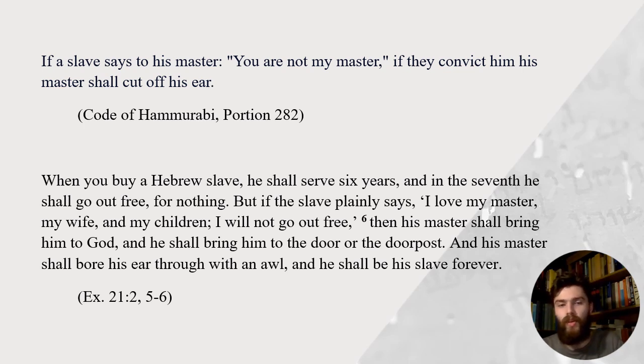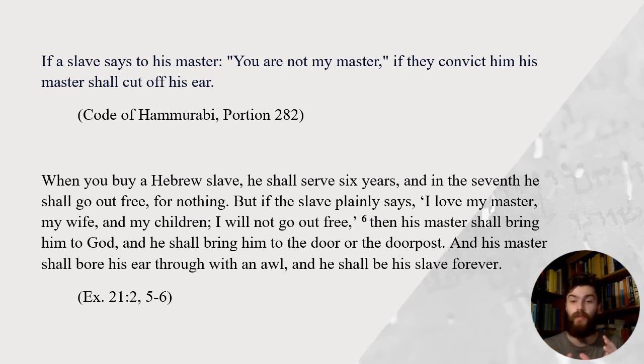But more so, it says that if a slave plainly says, "I love my master, my wife, and my children, I will not go free," then his master shall bring him to God, bring him to the doorpost, and his master shall bore his ear through with an awl, and he shall be his slave forever. So what we have here is, instead of a man saying, "You're not my master," denying his master, and the punishment being that his ear is cut off, here it's the opposite. A slave is meant to go free, but if the slave does not want to go free, then there's almost a ritual or symbolic punishment in an ear piercing.